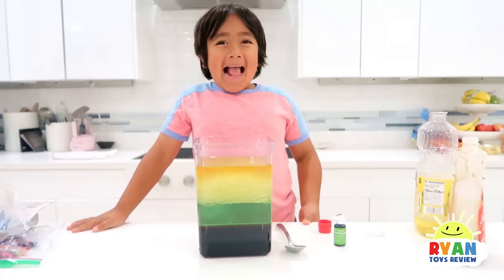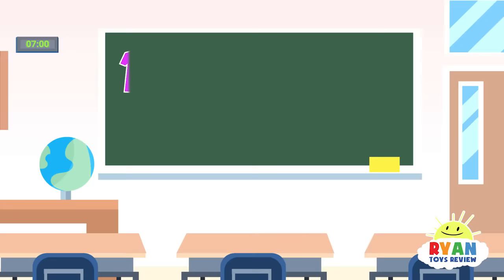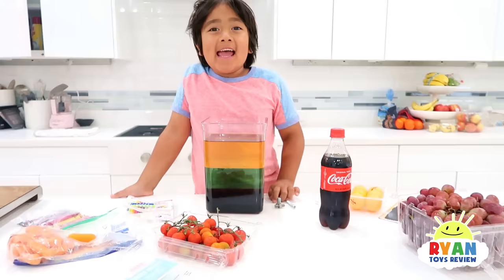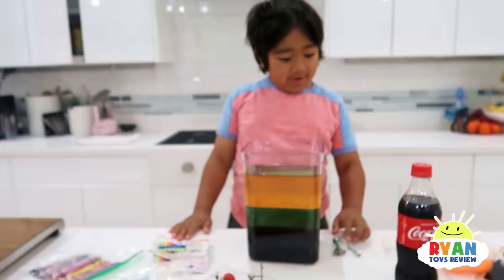Yeah, so now we're gonna wait 10 minutes for all the layers to separate, and then we're gonna look around the house to see what things will float on which layer. Okay, we'll be back in 10 minutes. 10 minutes later. Okay guys, it's been 10 minutes now, and now we're gonna see which items sink or float. That's right. So we just went around the house and gathered some items, and we're gonna test each object to see where it places in the density column.